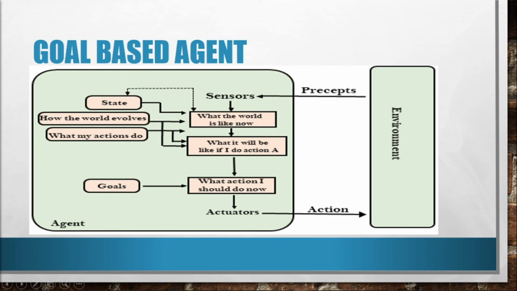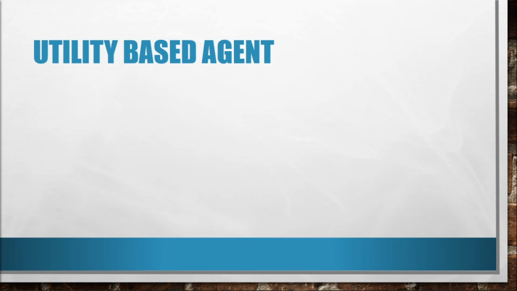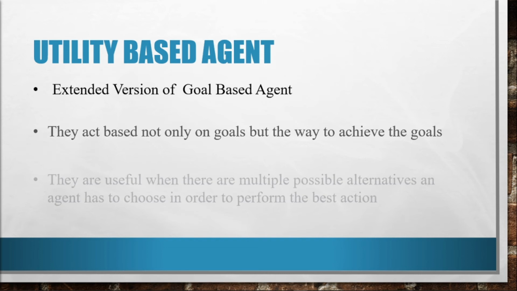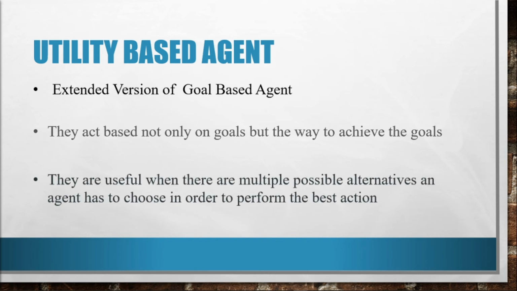Now let's move on to look at the utility-based agent. The utility-based agent is also an extended version of the goal-based agent. They act based not only on goals but on ways to achieve the goals. They are useful when there are multiple possible alternatives an agent has to choose from in order to perform the best action. So unlike the goal-based agent, which is focused on achieving its goal, utility-based agents focus on achieving the best action. That is, the best way to achieve a particular goal.